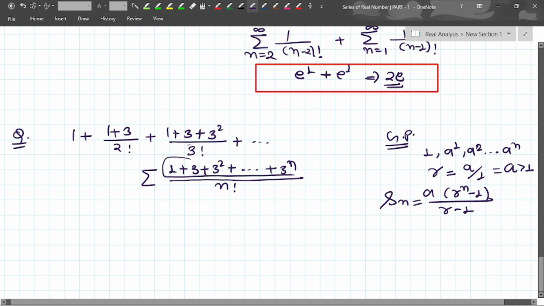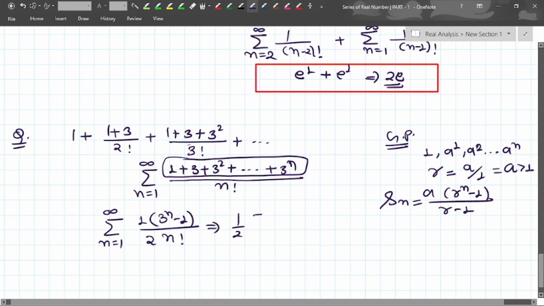So for this numerator, I can use this result. What is the result? The sum from n equals 1 to infinity, that is nothing but 1 plus... what is r here? r is nothing but 3, since 3 by 1 is 3. Sorry, a is 1 and r is 3. So 3 power n minus 1 divided by r minus 1. r is 3, so 3 minus 1 is 2, and into n factorial. Then I can easily write 1 by 2, sum from n equals 1 to infinity, of 3 power n minus 1 divided by n factorial.